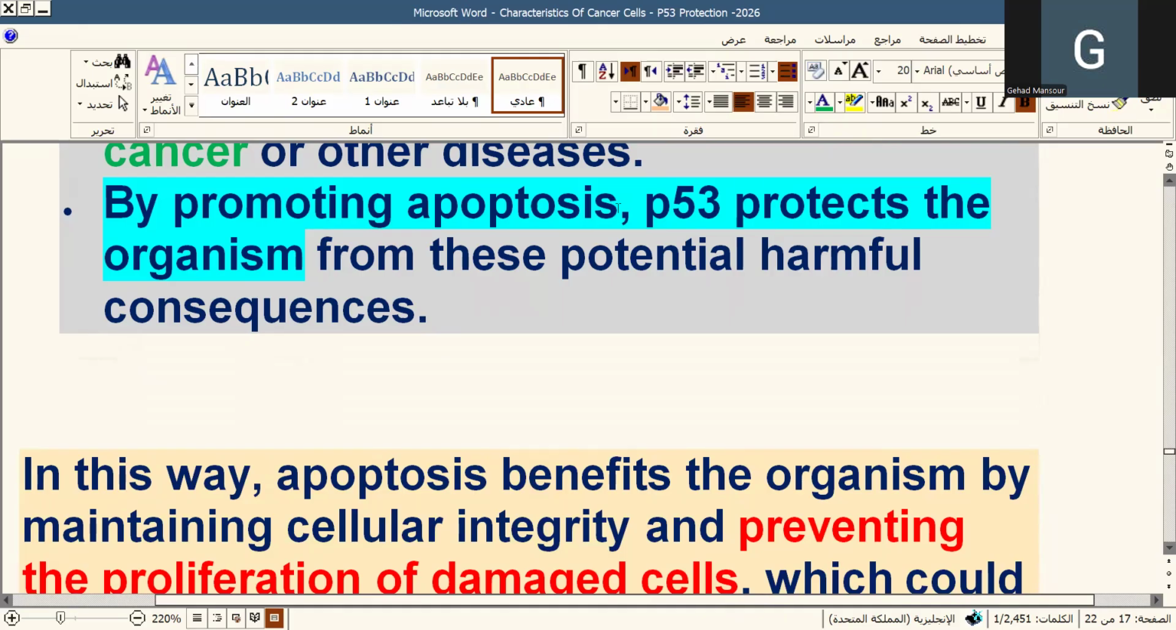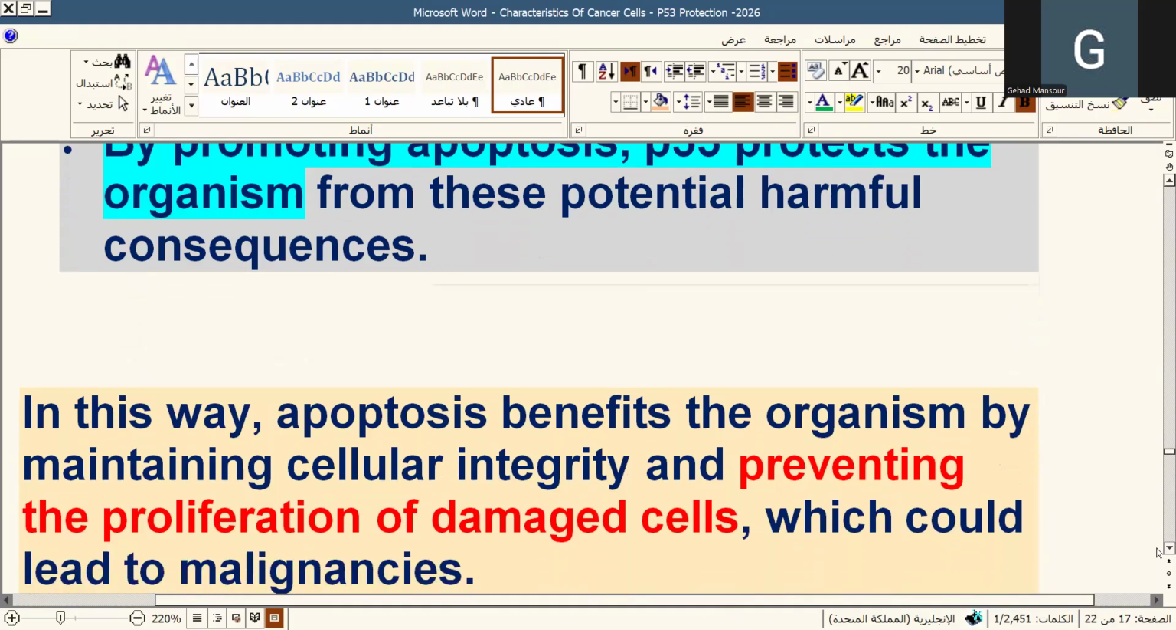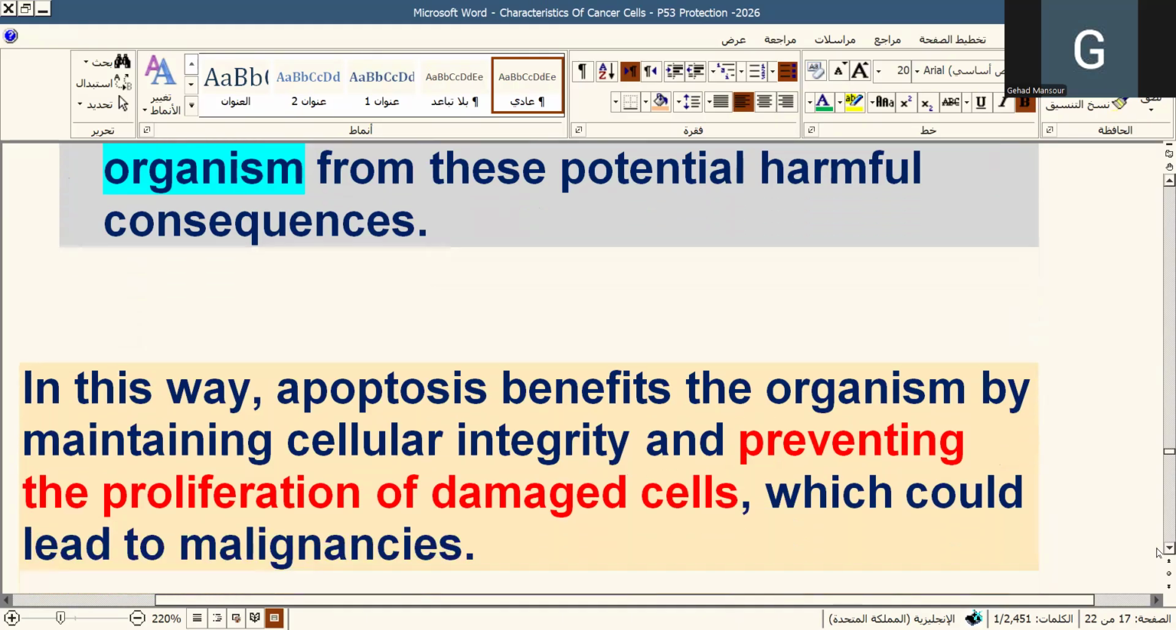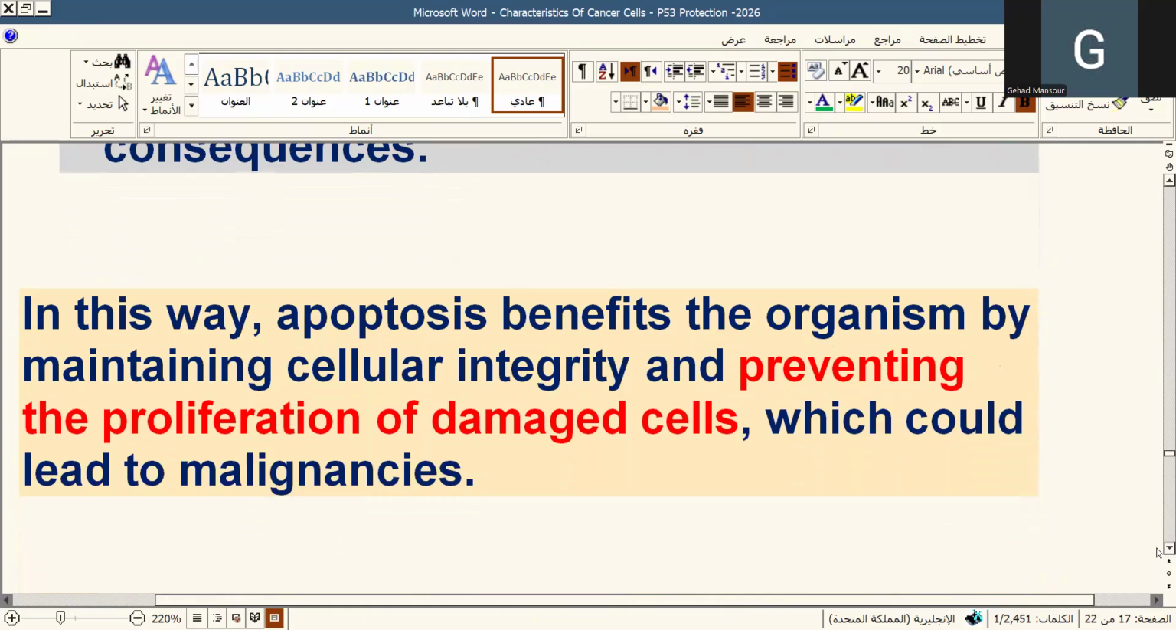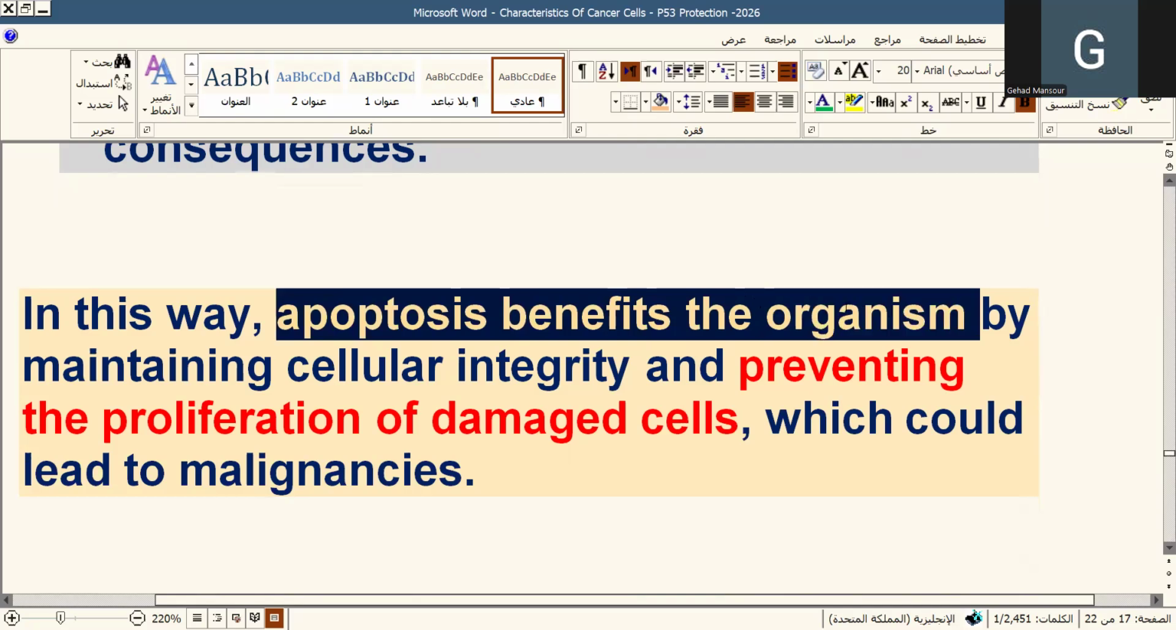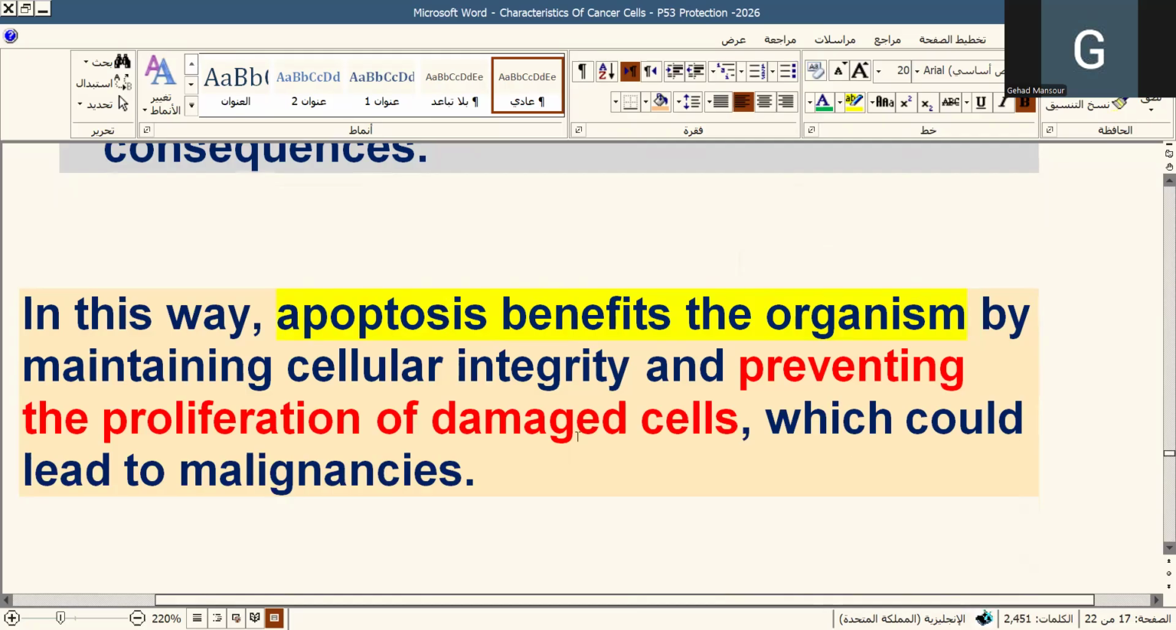So apoptosis, although it is called cell death, is programmed cell death whose aim is to protect the body again by discarding the cancerous cells or the mutated cells that, if allowed to reproduce and divide, will cause tumors, malignant tumors in particular. So apoptosis will benefit the organism.